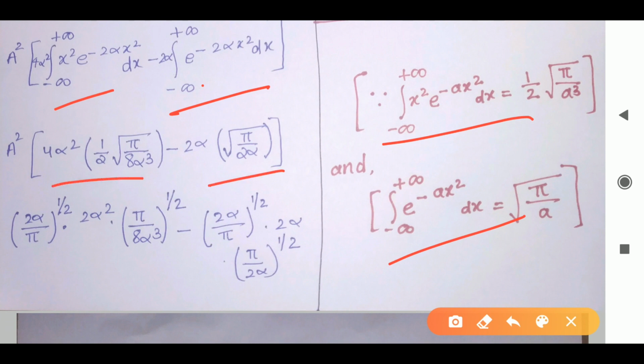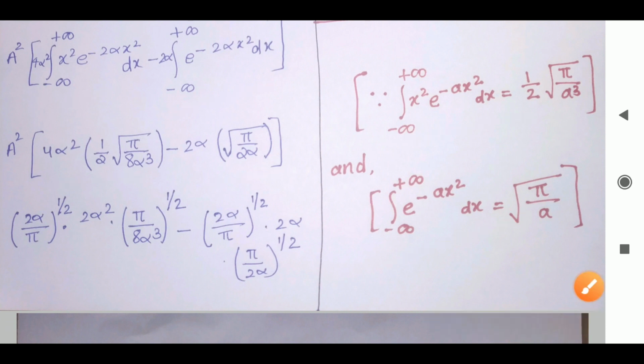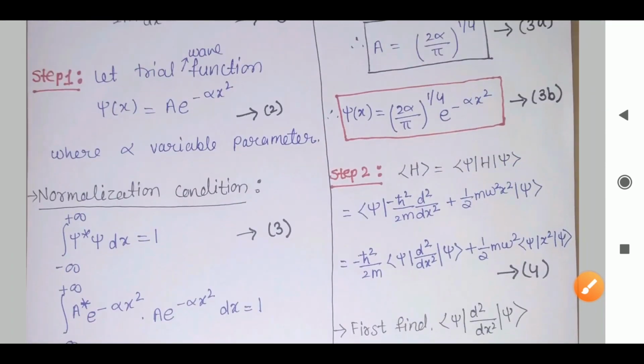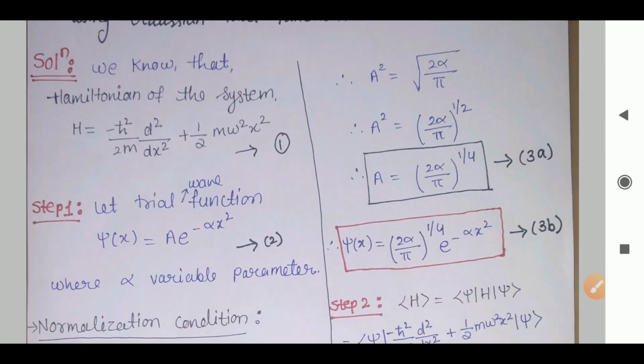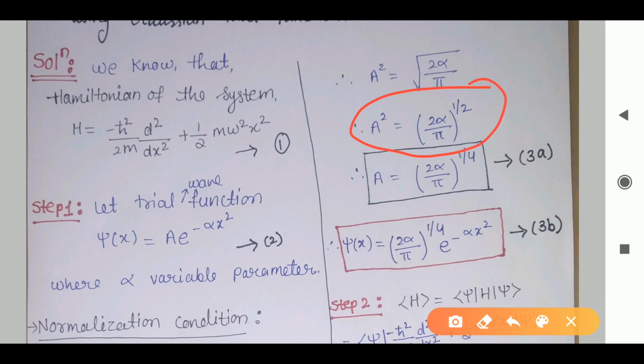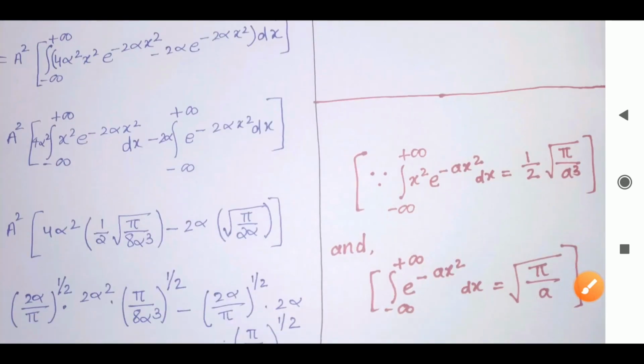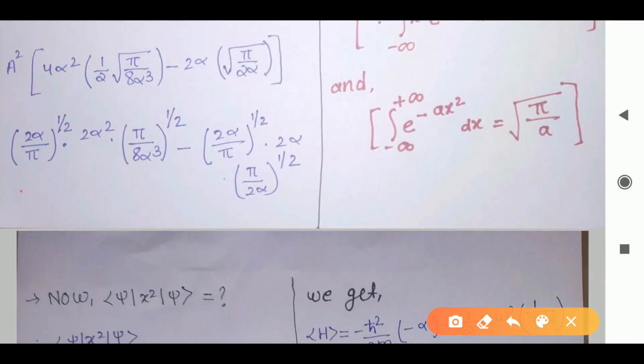Now we will solve this further to get the answer. Now what we are doing is, we will put the value of a square here. What is the value of a square? See here we have got the value of a square, that is this value we have got. Okay, 2 alpha upon pi raised to half. So this we will substitute there. So see, I have substituted the value of alpha here.